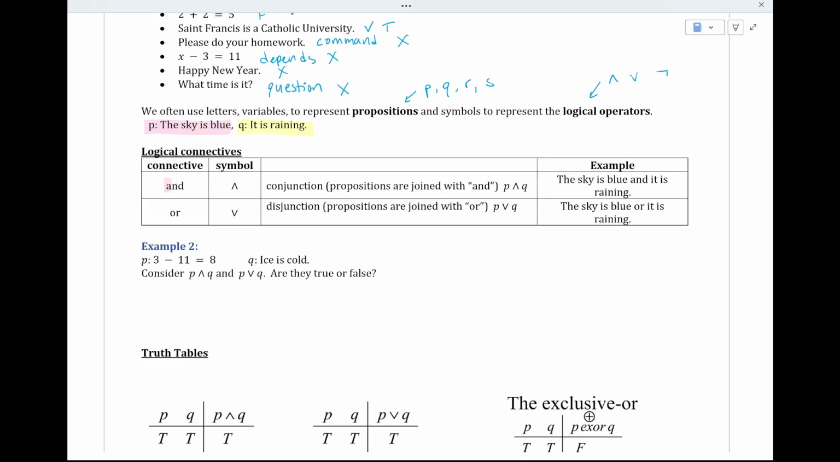The first one is called and it's with this symbol right here. This symbol, the way I remember it, it kind of looks like the N in the word and. And in set notation, so for sets, we had an intersection, which looked like A and B. And that kind of looks like this symbol as well. This is called the conjunction, and we use the word and. So P and Q, if I was going back to the P and Q I have up here, it'll be the sky is blue and it is raining. Which you wouldn't think that those 2 would happen together. So maybe this logical connective would be false because we're not going to have both of those together.